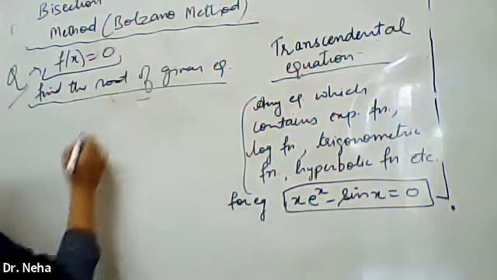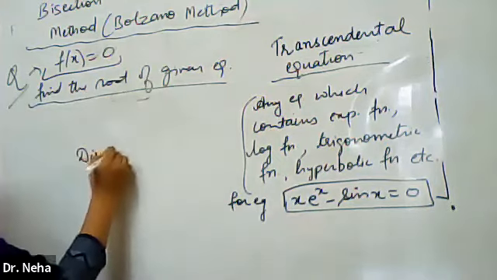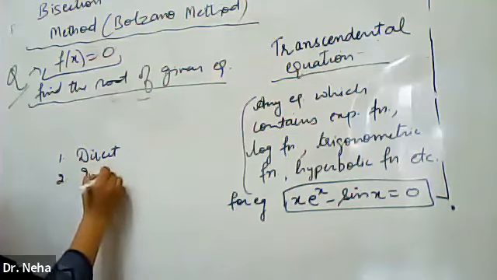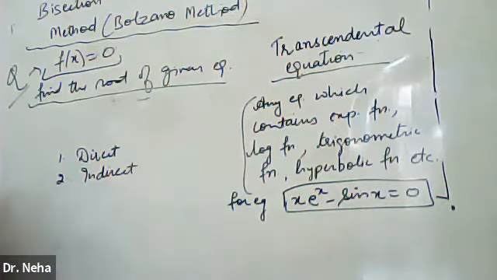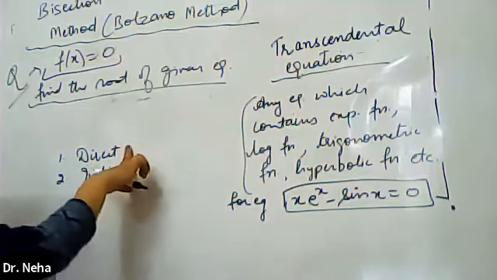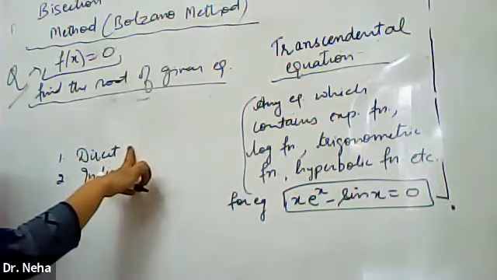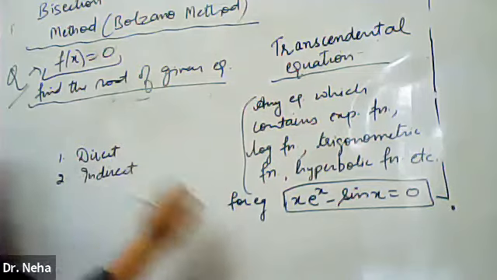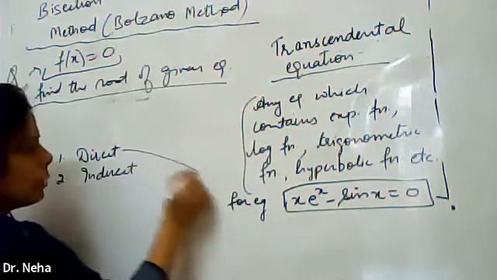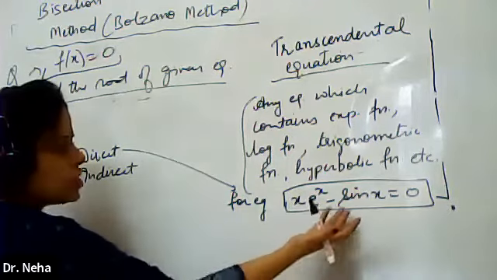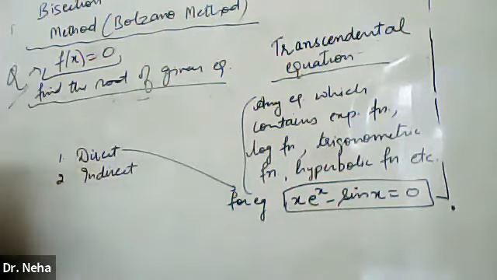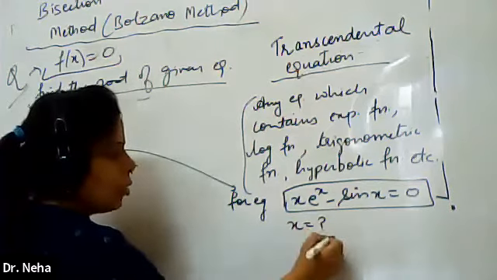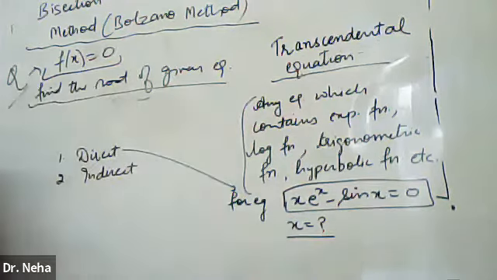Otherwise, we did 2 types of methods. Number 1 was the direct method. Number 2 was the indirect method. The direct method is where there is some quadratic, we apply the formula, and we get 2 values. That is the direct method. Can we apply the direct method over here? No, we cannot apply it because there is no rule which can solve this equation directly. There is no formula. Solving means what? Finding the value of x. Can you find it? No, we cannot find it.